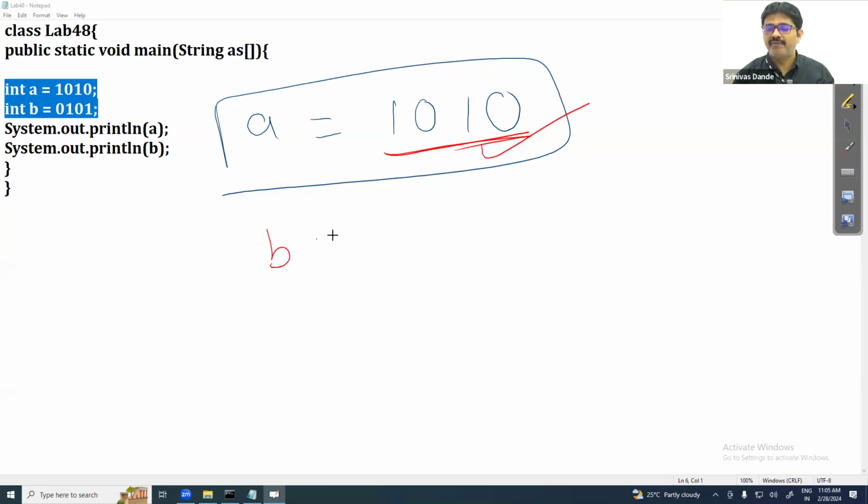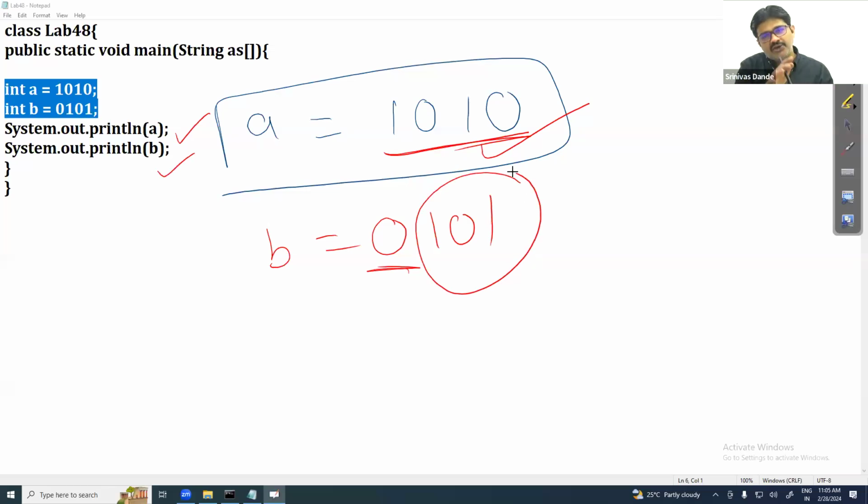What about B? B is starting with 0. Whatever you want, write 0101, it is an octal. If anything starts with 0, that is an octal, guys. So when I print A, what will it display? Decimal means decimal directly will show that. But B is an octal. When you print octal 101, it will convert to decimal and print it.